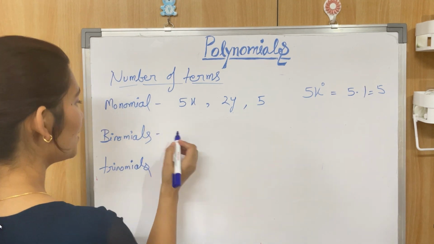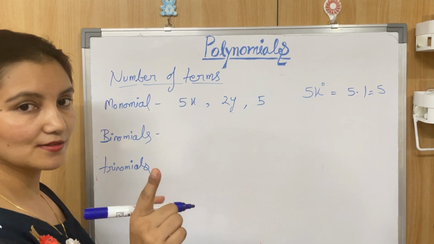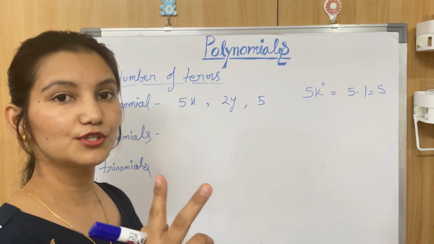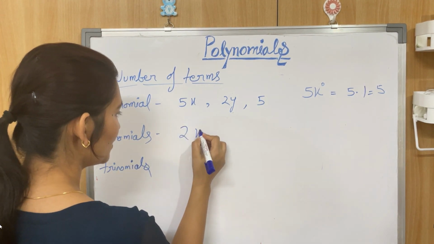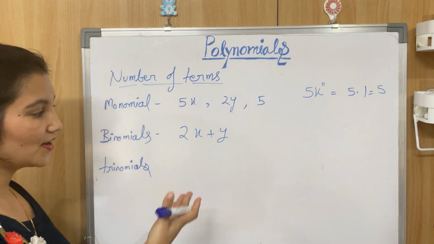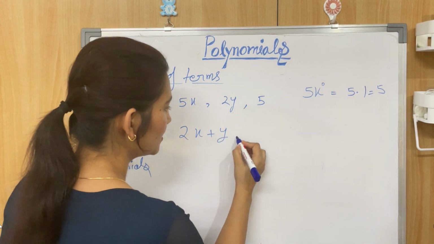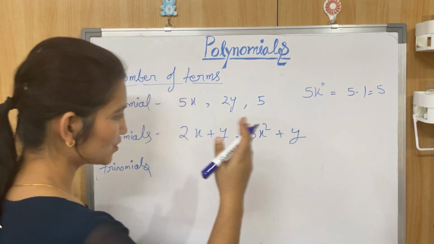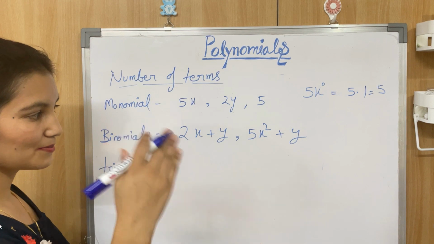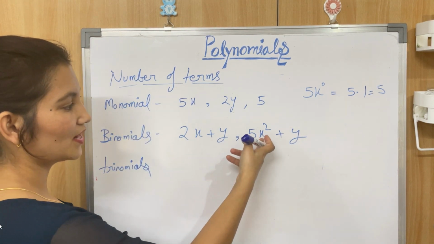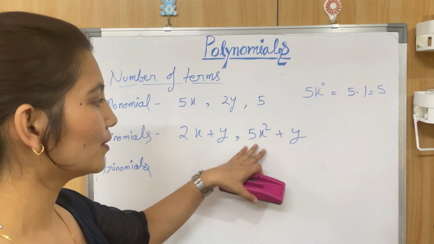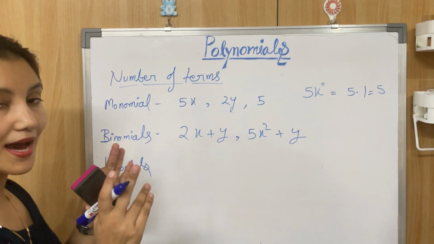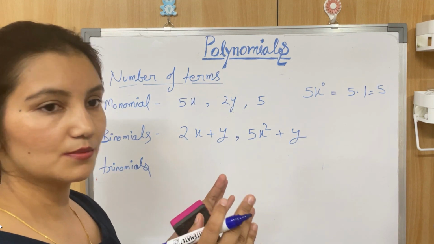Let's see what binomials are. I hope you are getting it. Binomials need to have two terms. For example, 2x plus y. How many terms are there? 1, 2, two terms. Take some more examples: 5x square plus y. Again and again I'm using this 5 because it's coming to my mind, so that's why I'm using it. So 5x square plus y. How many terms do we have here? We have two terms here. That makes it a binomial, so it has two terms in it.